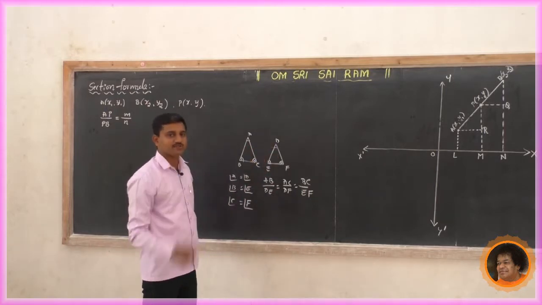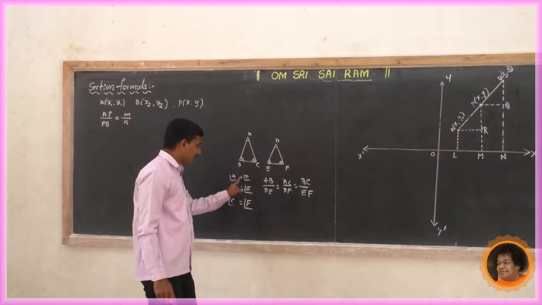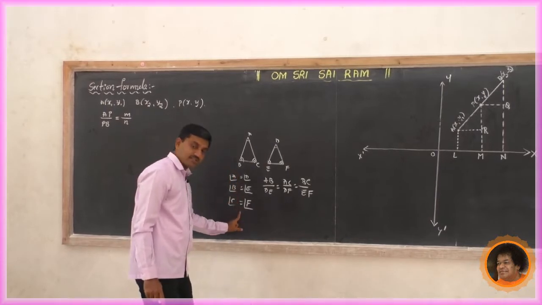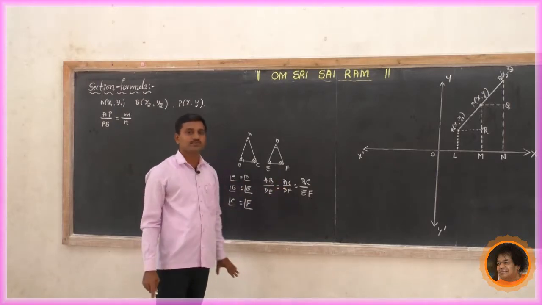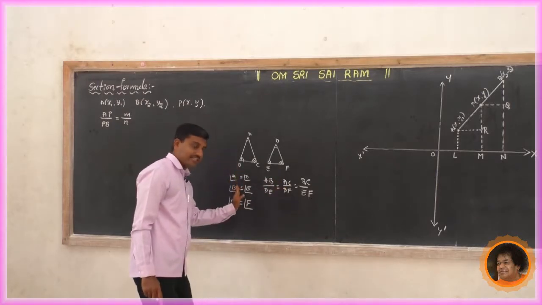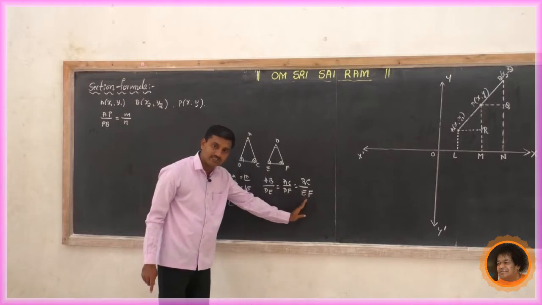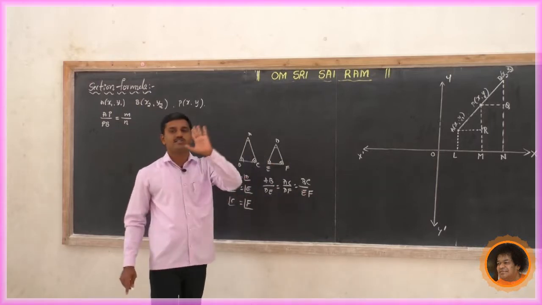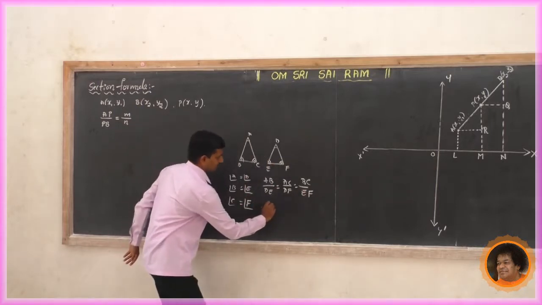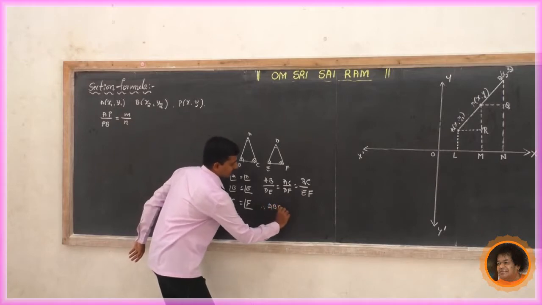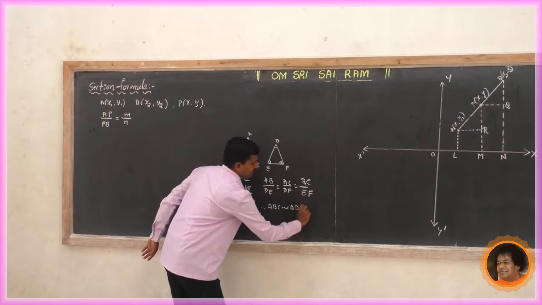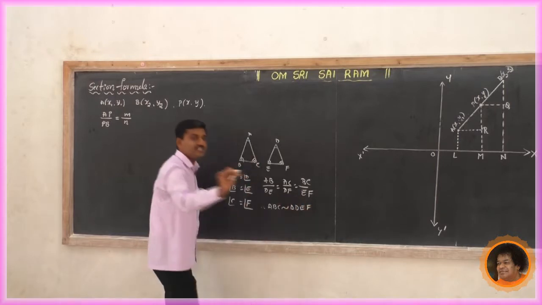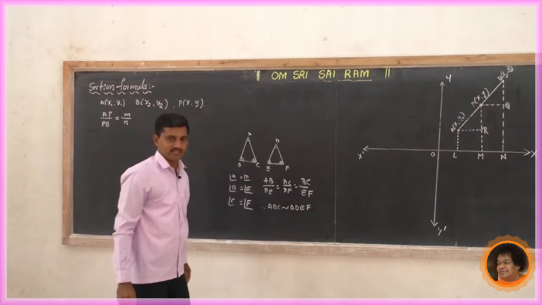Now what are the conditions for the similarity of triangles? The first is that the corresponding angles are equal and the corresponding sides are proportional. If the corresponding angles are equal and the corresponding sides are proportional, then these two triangles are similar. So therefore our conclusion: triangle ABC is similar to triangle DEF. So these are the conditions for the similarity of triangles.